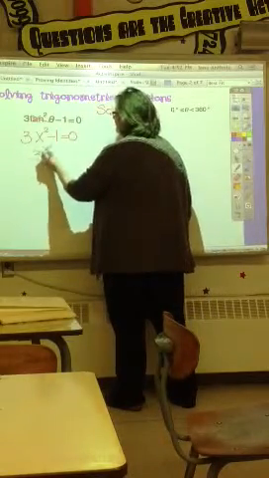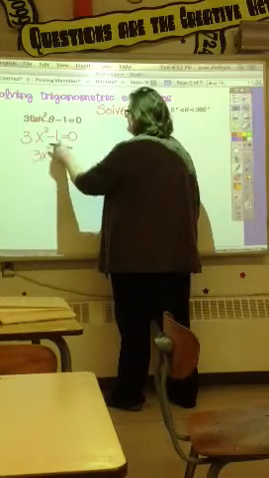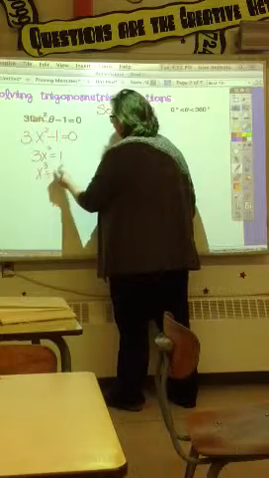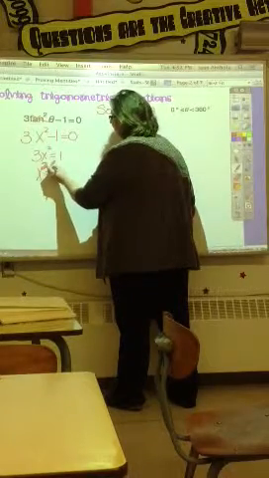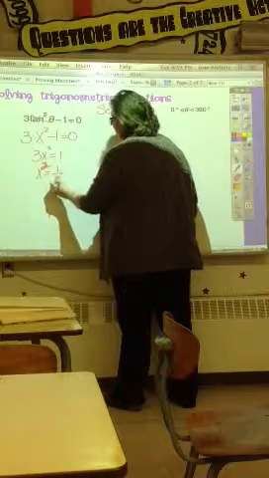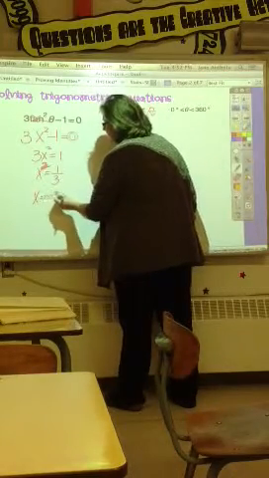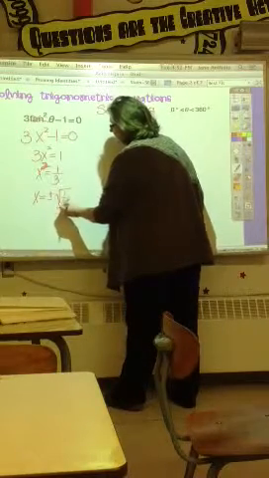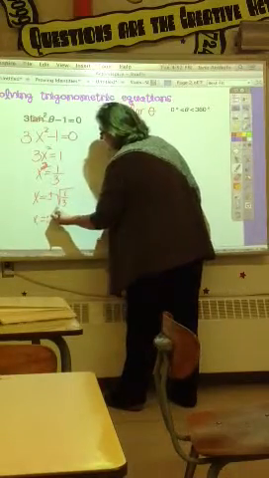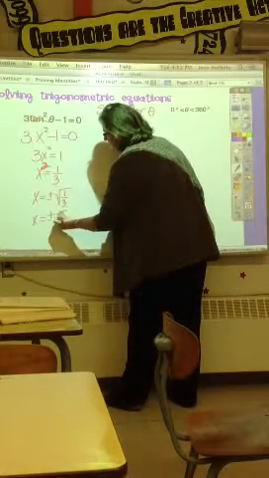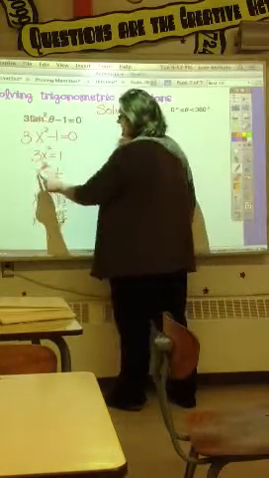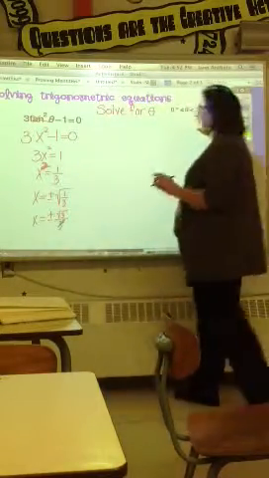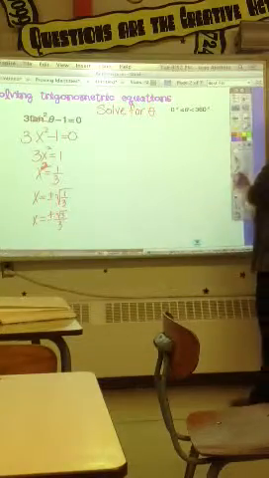Solving, well, first step, we add 1 to both sides. We're solving for x. We get x squared equals 1/3. And then we take the square root of both sides, and we get plus or minus the square root of 1/3. And then we rationalize, and x equals plus or minus the square root of 3 over 3. And again, I didn't do anything that would cause extraneous roots, so this would be my solution. That's if it were an algebraic equation.